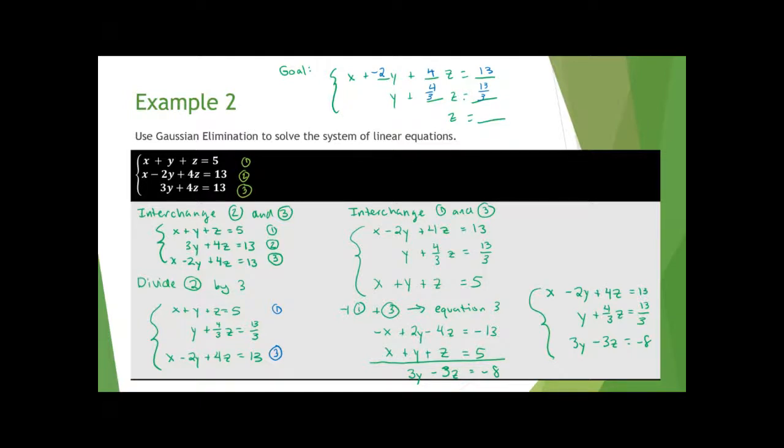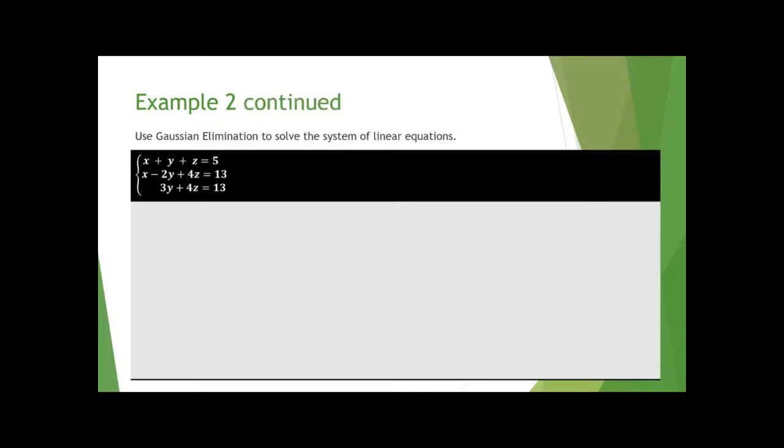It's all about, what is the process? There are multiple ways to do these. So I'm going to take that second equation and multiply it by negative 3, and then I'm going to add it to the third equation, and then I'm going to replace equation 3 with the solution there. So I'm moving on to here.